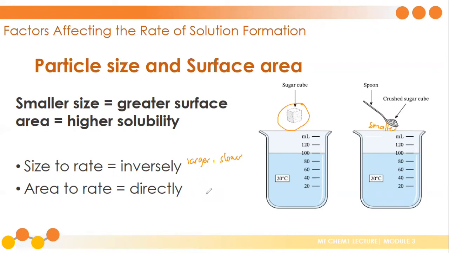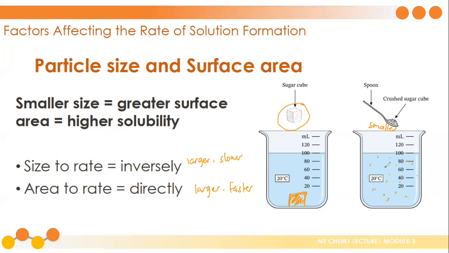Surface area, on the other hand, is directly proportional. That means the larger the surface area, the faster it dissolves. Let's say, for example, in the sugar cube. In the sugar cube, the surface area that it can occupy in our beaker is only this area, making it a lot slower to dissolve. Meaning the surface area that interacts with our solvent is only this area. On the other hand, since the granulated sugar is smaller, they have a larger surface area. They can cover the whole beaker.